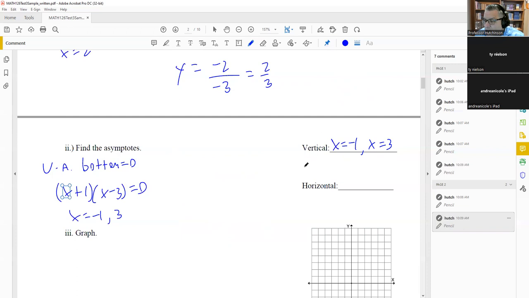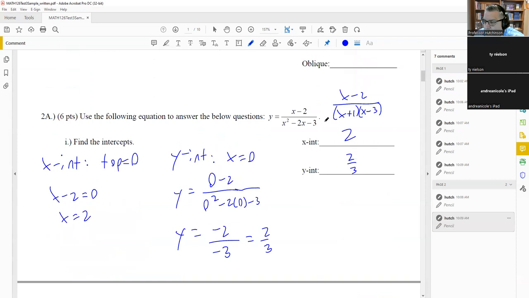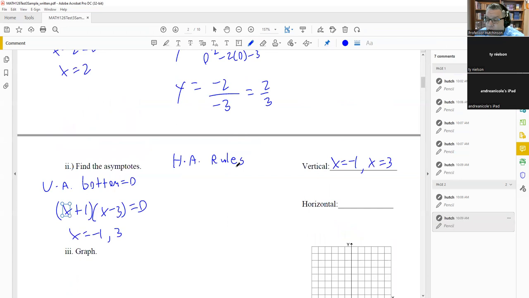For the HA, we have these rules. Now the one that we have up here, the highest power on top is 1 and the highest power on the bottom is 2. So in this case, I have an example of rule number 1 where n is less than m. If that's the case, then automatically your horizontal asymptote is y equals 0. The other rule that we haven't talked about yet, rule number 2, is where the highest power on top equals the highest power on the bottom. And in that case, you're going to take the ratio of the leading coefficients to get the answer there. For instance, I'll come back to this one.